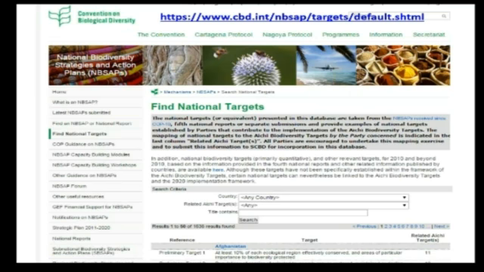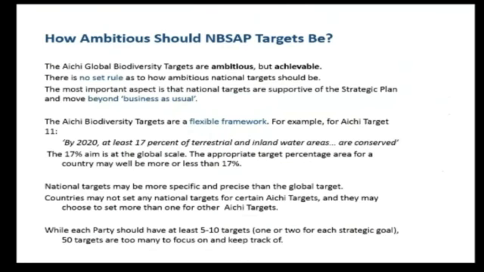Now, a question that sometimes is asked is, how ambitious should NBSAP targets be? The global targets are ambitious but achievable, and there isn't a set rule as to how ambitious national targets should be. The most important aspect is that national targets are supportive of the strategic plan and move beyond business as usual, that they're taking you further than you would have gone just without any target. And the Aichi biodiversity targets are a flexible framework.